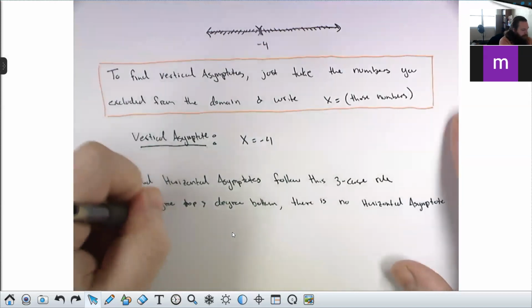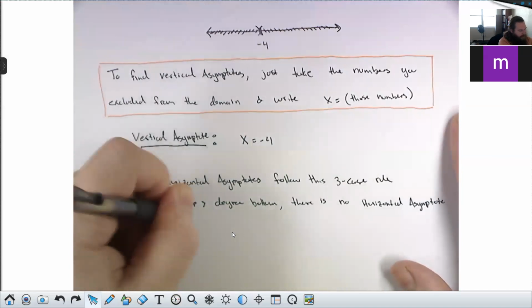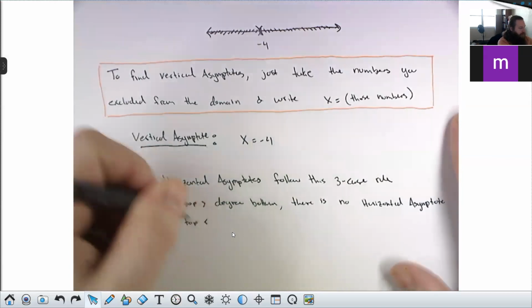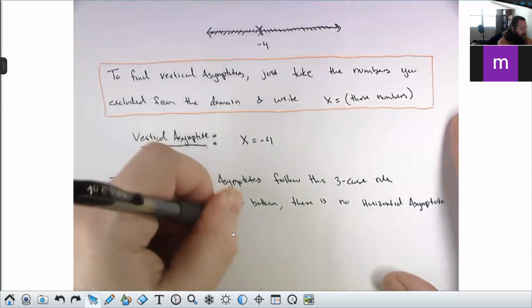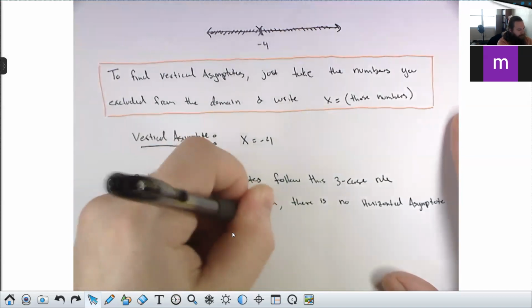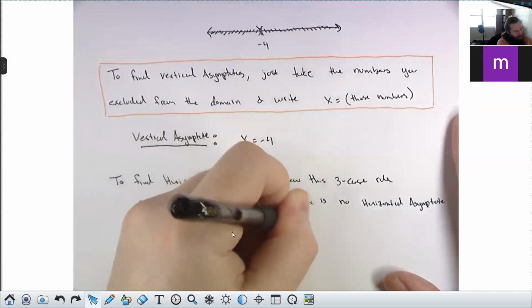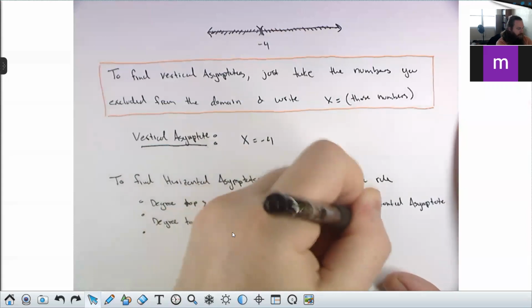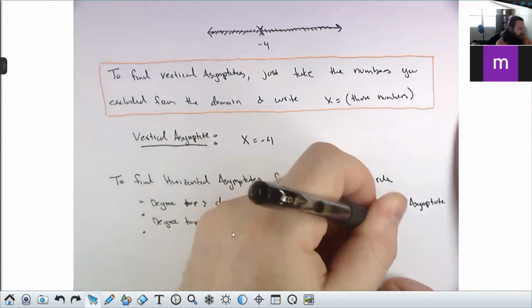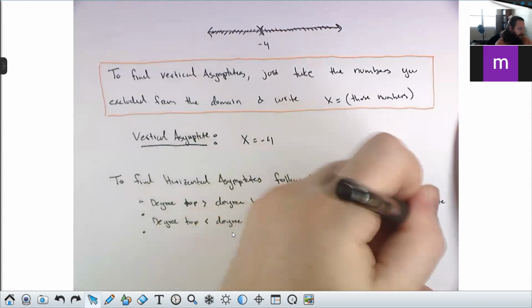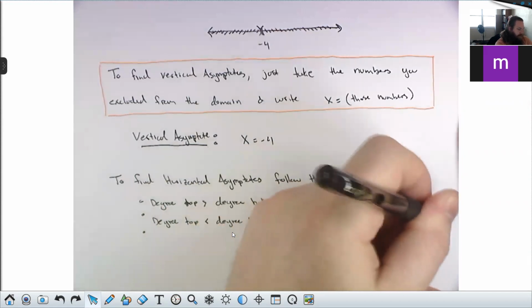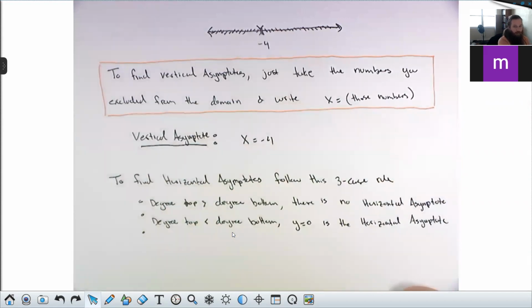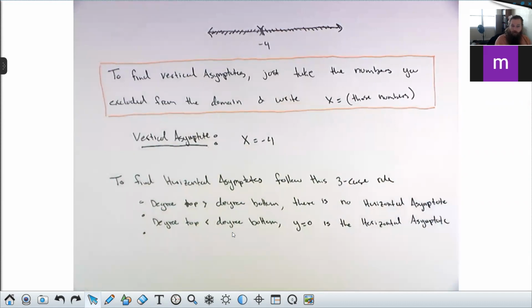If the degree of the top is strictly less than the degree of the bottom, then y equals 0 is the horizontal asymptote. All right, so if the top is linear and the bottom is quadratic, then y equals 0 is automatically going to be the horizontal asymptote.